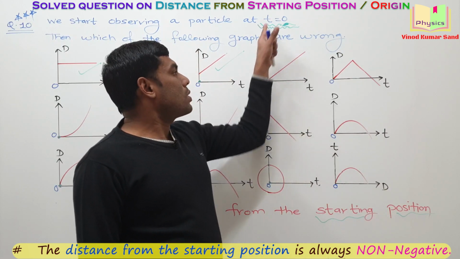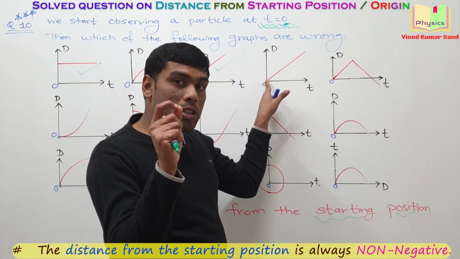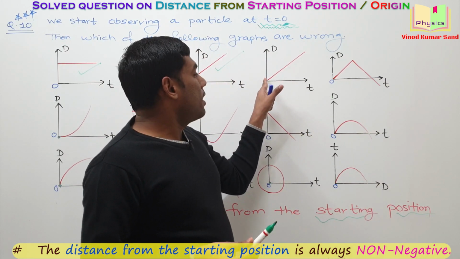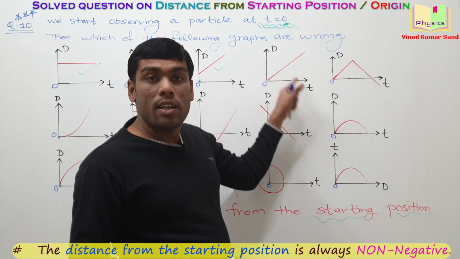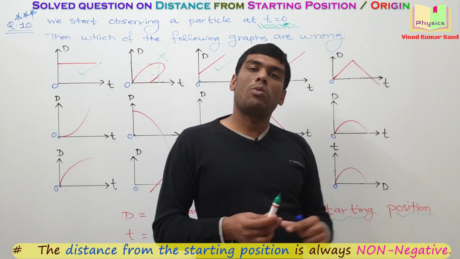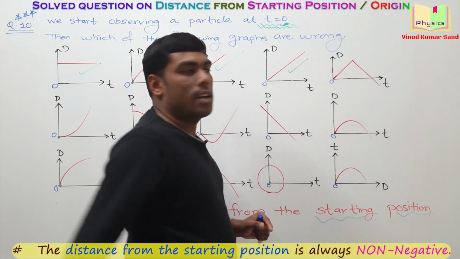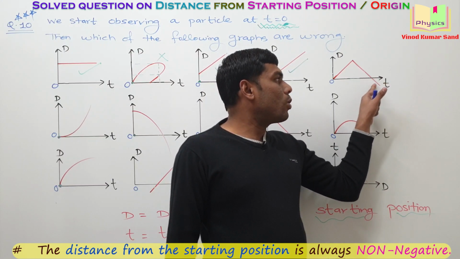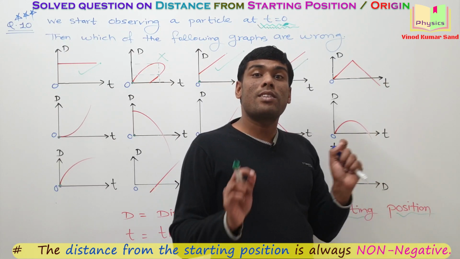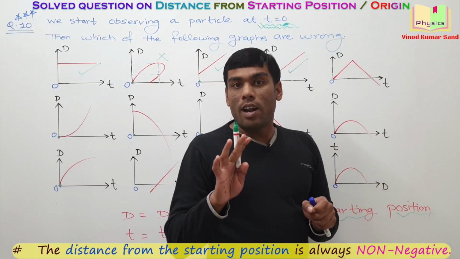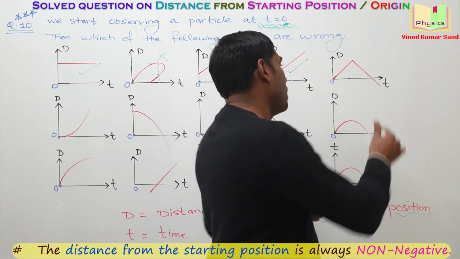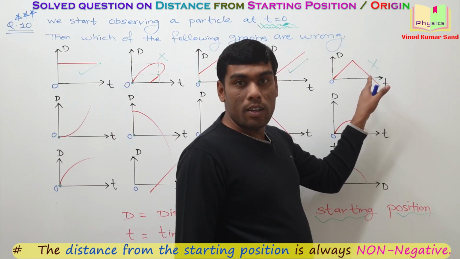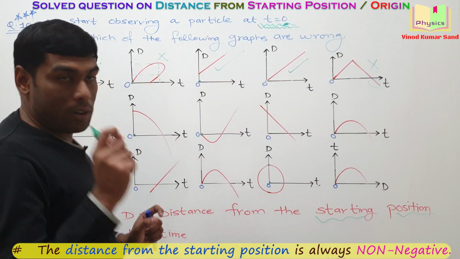Look at this graph. T is equal to 0 when we start the observation. The distance from the starting position is 0. It means the particle is starting from the origin only. And then as the time is increasing, the distance is continuously increasing. It means the particle is continuously moving away from the origin. This graph is correct. In this next graph, a little bit of the graph is going into negative, and distance from the origin or the starting position cannot be negative. So this graph is wrong. Distance is always non-negative.